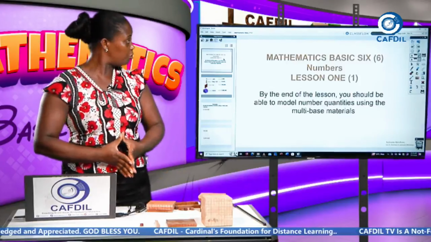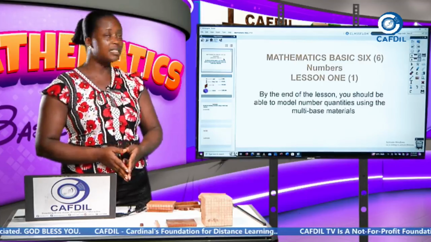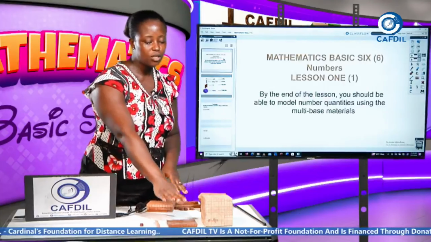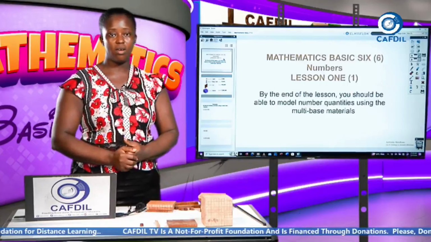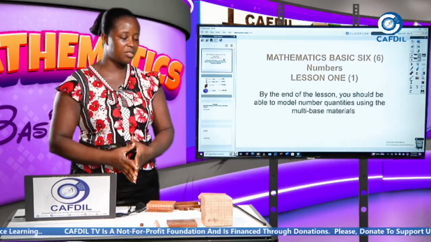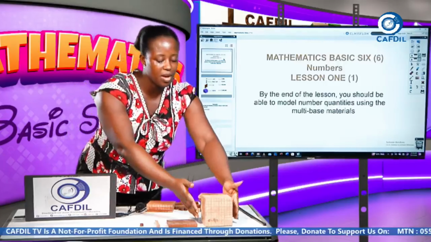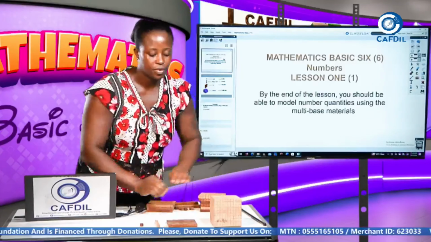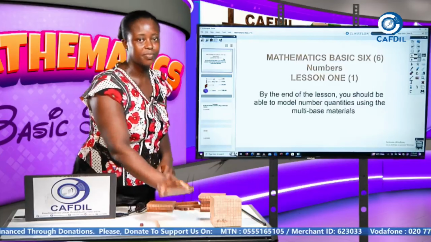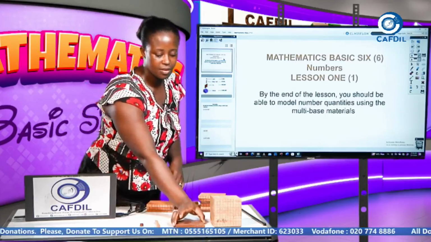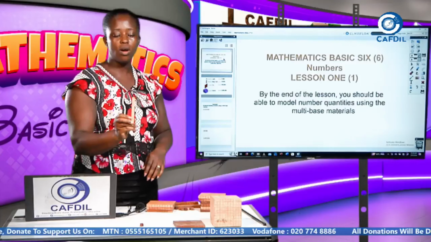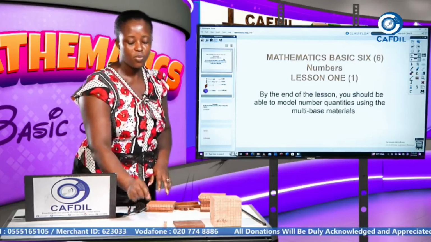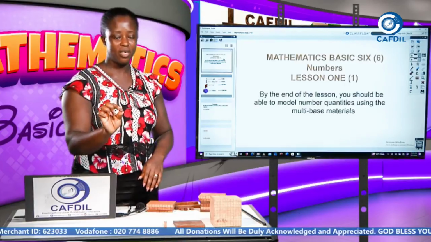I want to show you the multi-base material that we will be using. So I have the material here. This is called the Dienes block, or the Dienes multi-base material. And with the material, we have this. This is called the block. We have the flats. That's the flats. This is called the long or rod. And we have the units.